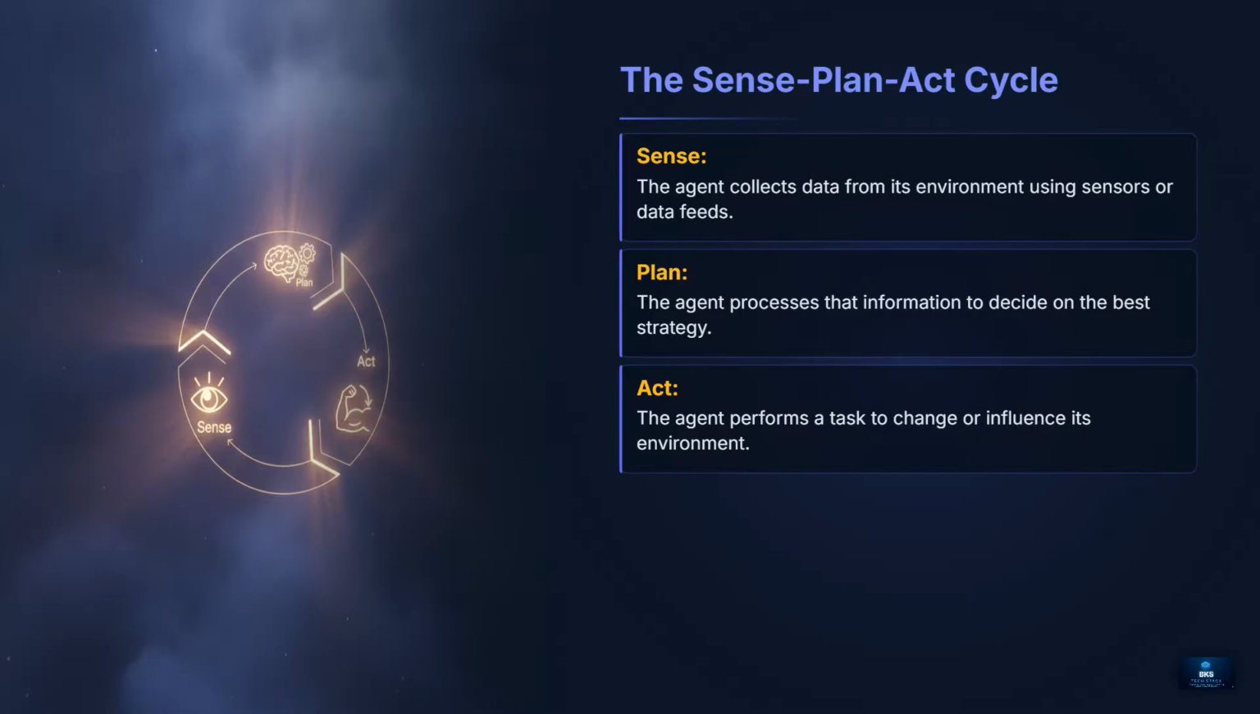Every agentic system follows the sense, plan, act cycle. It starts by sensing data, like reading a user request or checking a database. Then it plans a sequence of steps to solve the request. Finally, it acts by executing those steps. It is a continuous loop that keeps the agent responsive and effective.